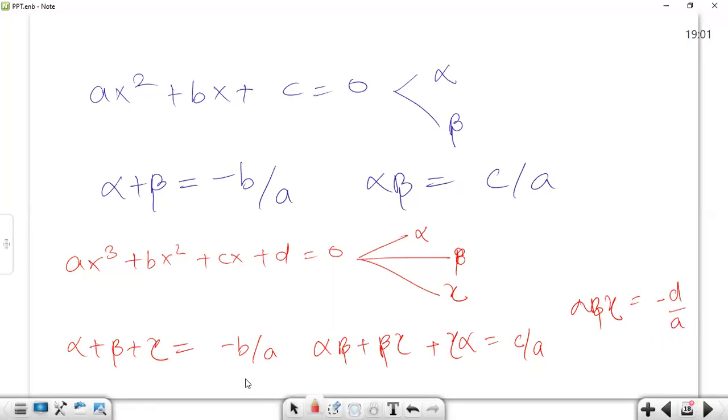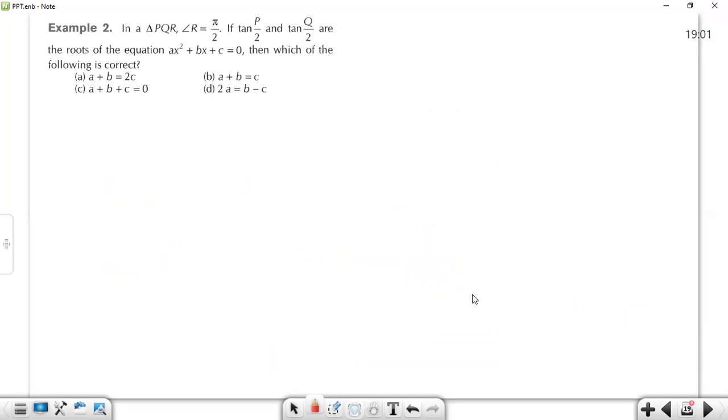Okay, there's also one more trick. The sign starts with a negative and keeps alternating between positive and negative. Okay, so please remember them. They are very, very important.